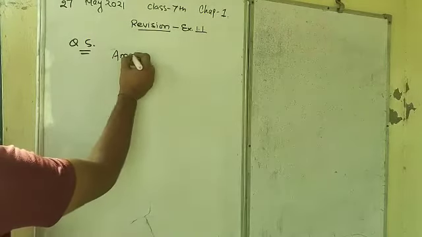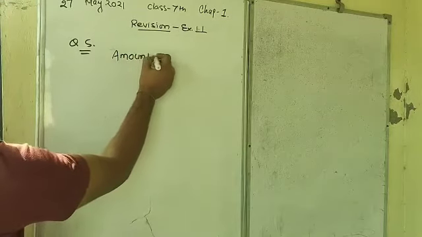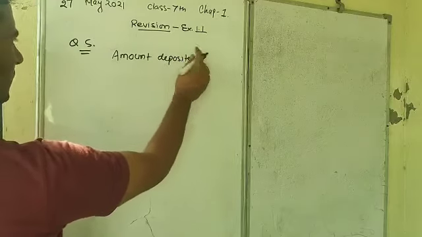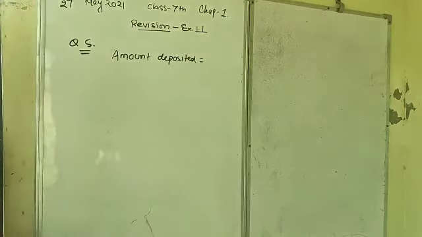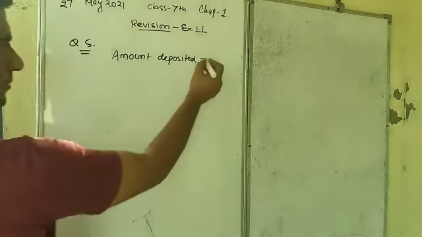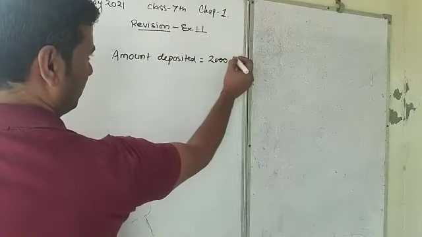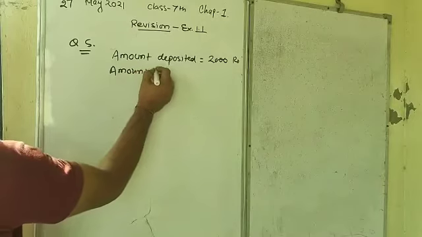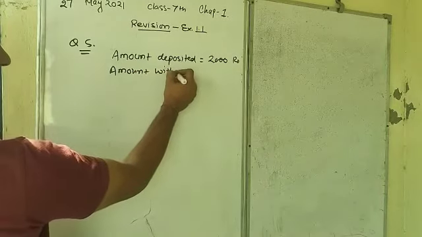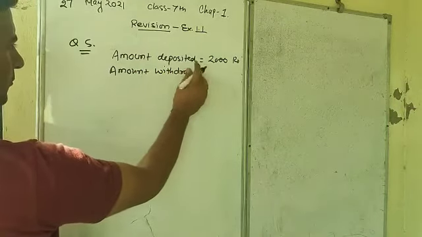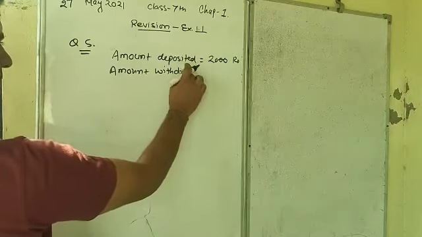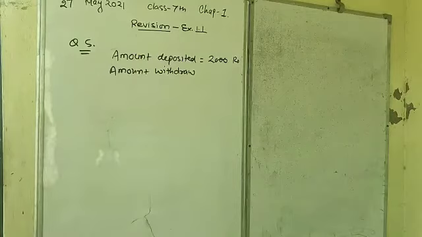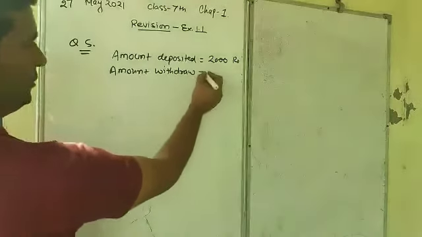Amount deposited. कितना amount deposit किया गया? 2000 rupees. Amount withdrawn. कितना amount निकाला गया? 1642.